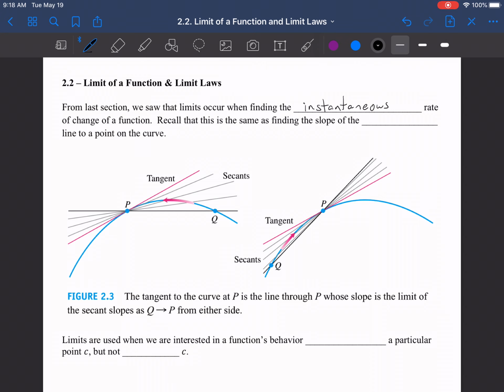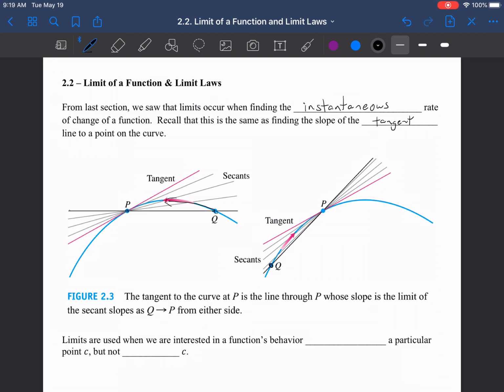Recall that this is the same as finding the slope of the tangent line to a point on the curve. So we saw this picture in the last section where we started off with 2 points that were further apart, and as we pushed this point Q closer to point P, the line connecting them became closer and closer to being the tangent line at that point.